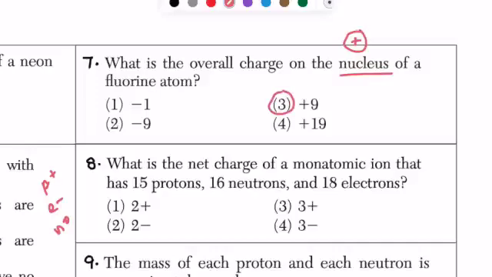What is the net charge of a monoatomic ion that has 15 protons, 16 neutrons, and 18 electrons? Now remember, when we are talking about the net charge, that means we are talking about the charge on the atom.